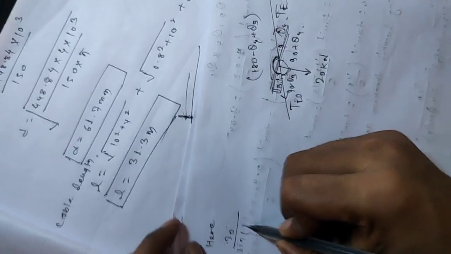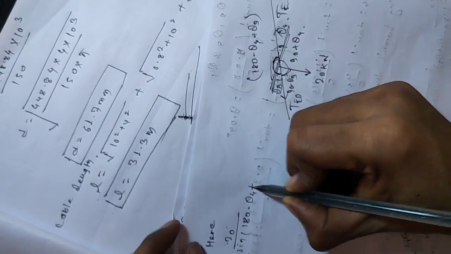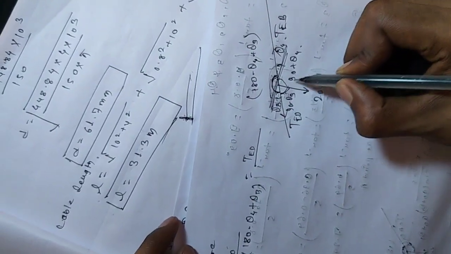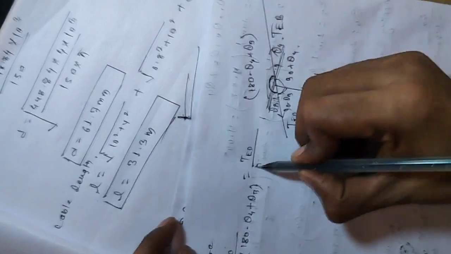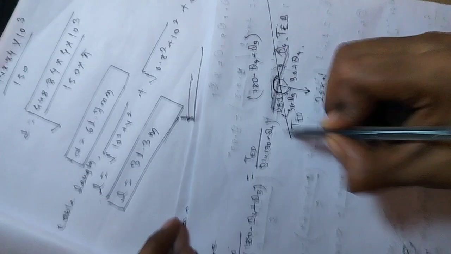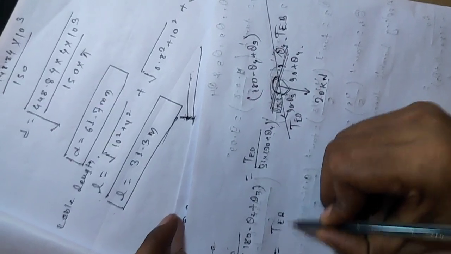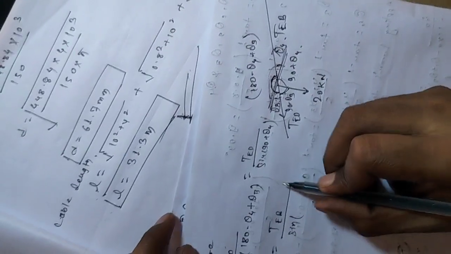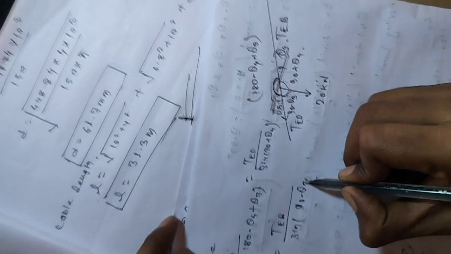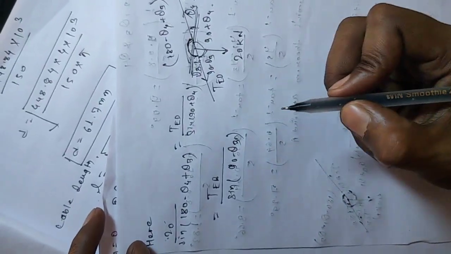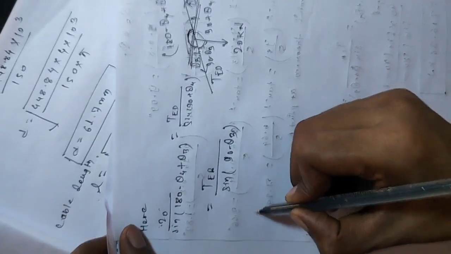Applying Lami's theorem again, 20 by sine 180 minus theta 4 plus theta 3 equal to TED by sine of the angle between the remaining two forces, which is 90 plus theta 4, also equal to TEB by sine 90 minus theta 3. Now we take the first and second again.